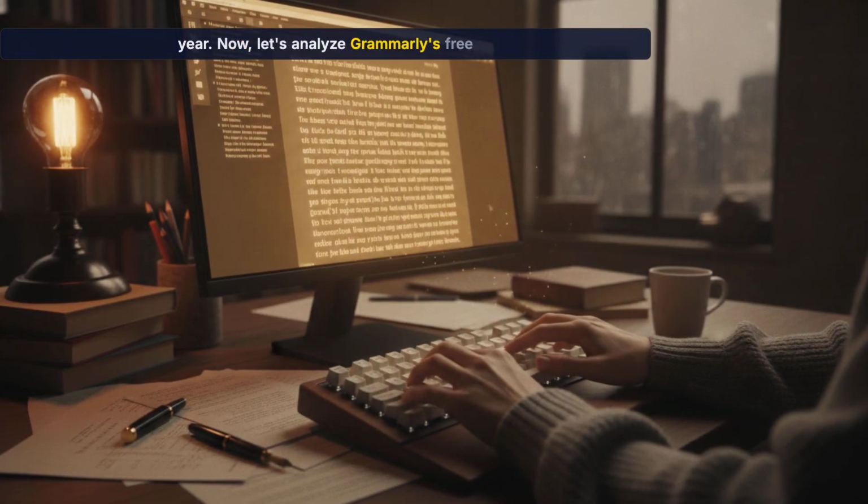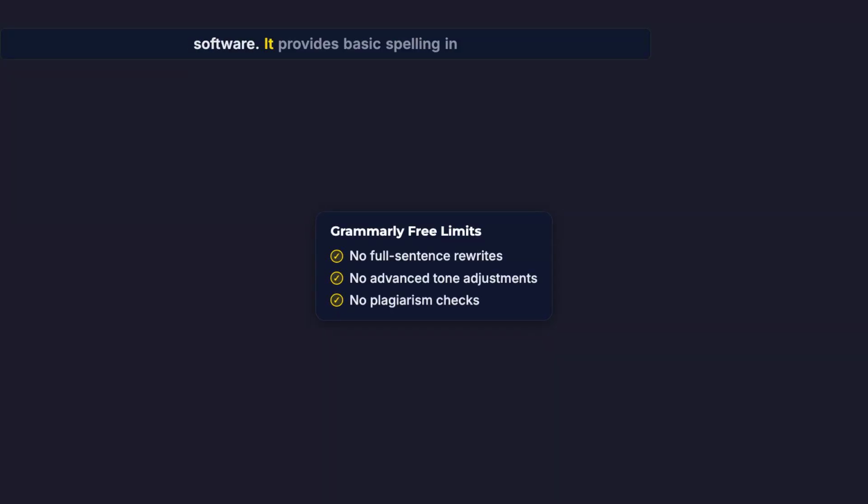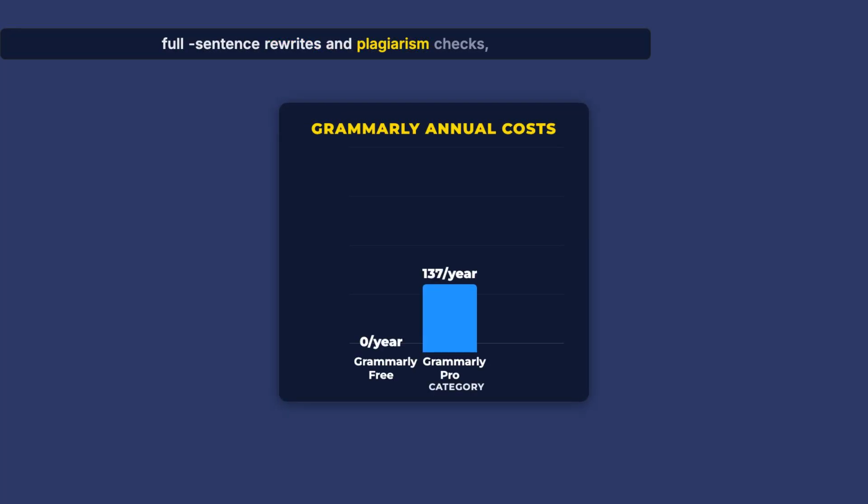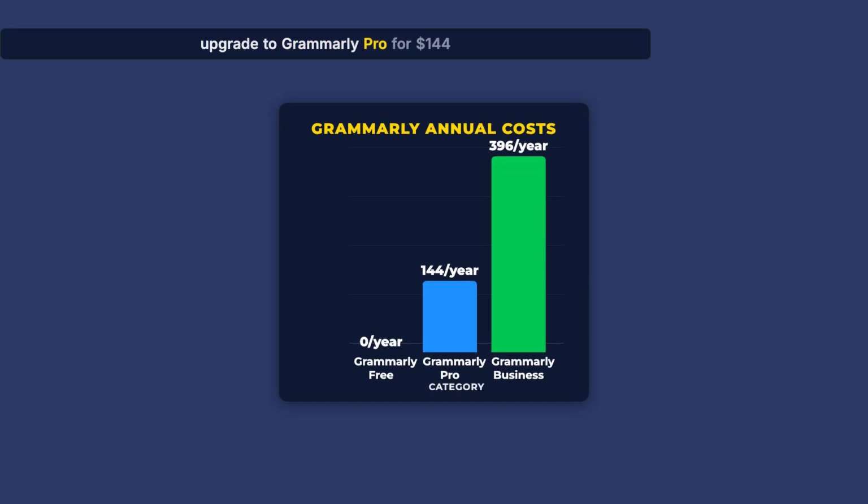Now let's analyze Grammarly's free software. It provides basic spelling and grammar, plus 100 AI prompts monthly. Its main limitation involves paywalled full sentence rewrites and plagiarism checks. Upgrade to Grammarly Pro for $144 annually per member.